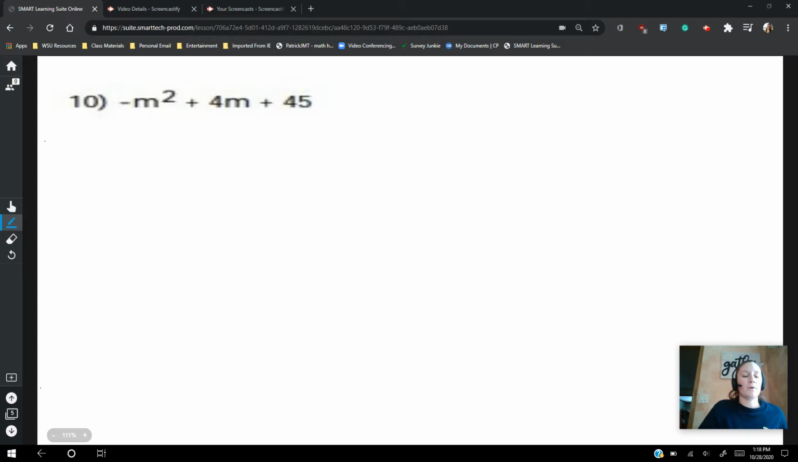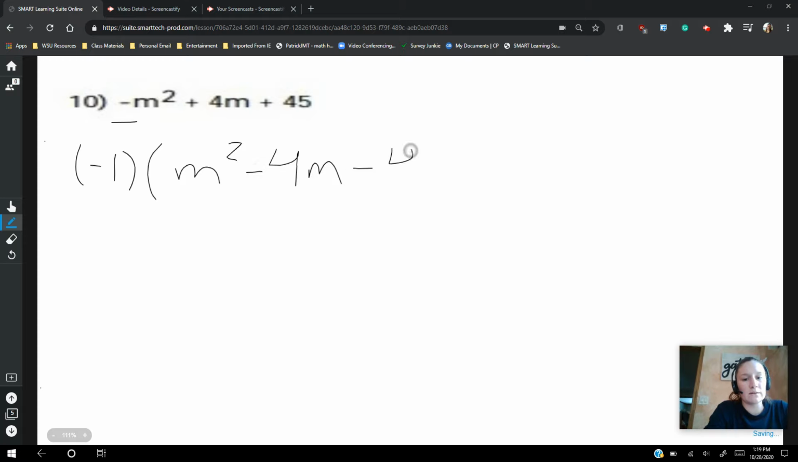Okay, the next problem we're going to look at is number 10, which just falls under the directions of factor that trinomial completely. So it's negative m squared plus 4m plus 45. First thing we notice is that there's a negative out in front of the m squared. So let's factor out a negative 1, and that will then have us be a positive m squared minus 4m minus 45.